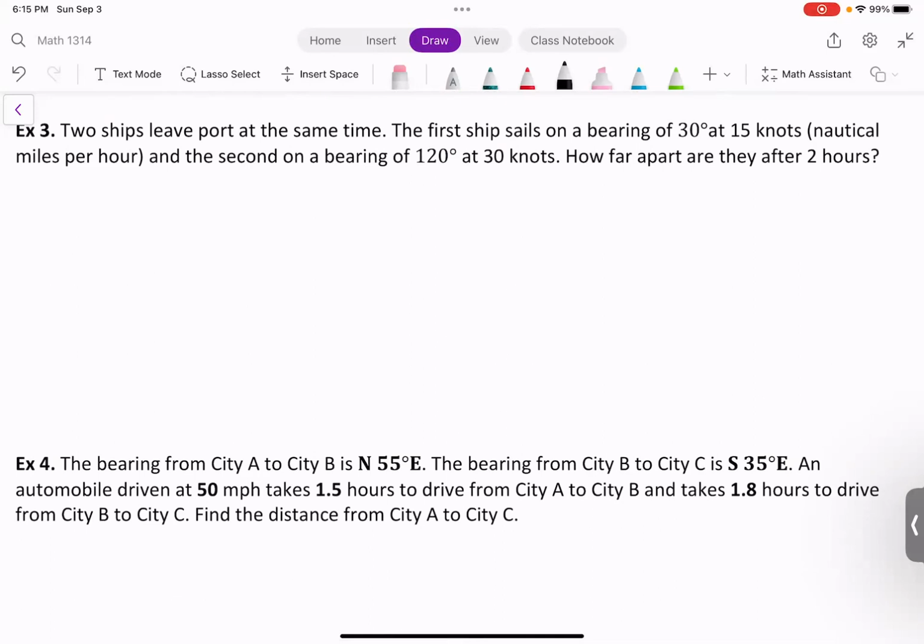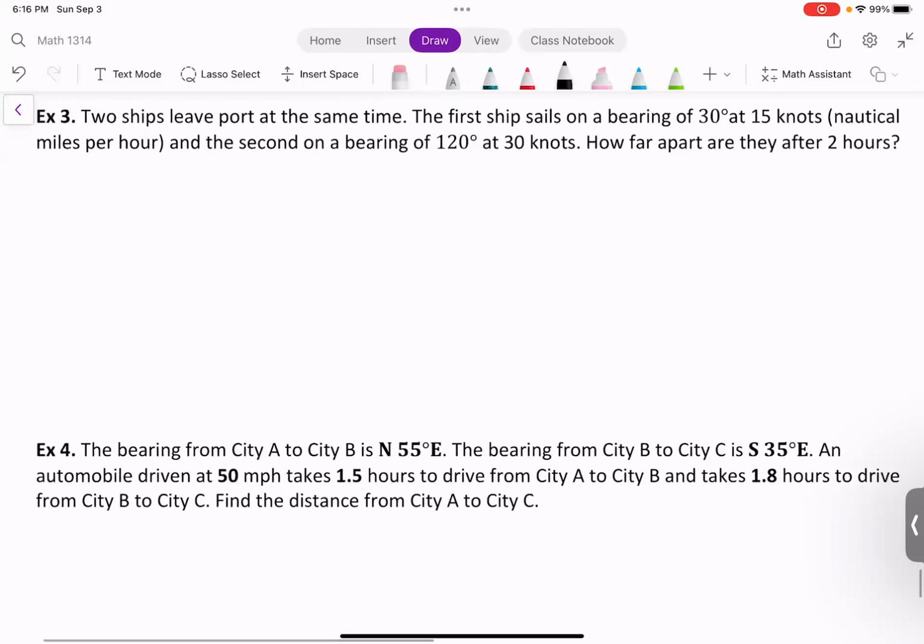So read the question. Example 3. Two ships leave port at the same time. The first ship sails on a bearing of 30 degrees at 15 knots. Knots means nautical miles per hour. And the second boat sails on a bearing of 120 degrees at 30 knots. How far apart are they after 2 hours? What's the meaning of this? I will draw the image.